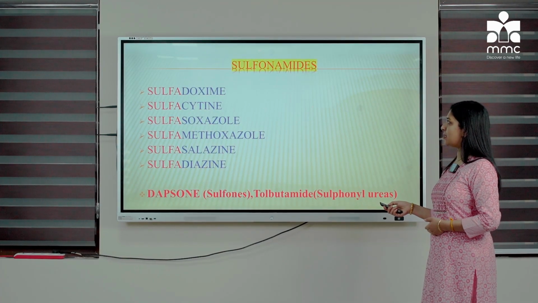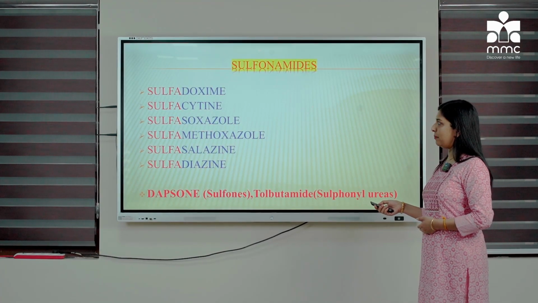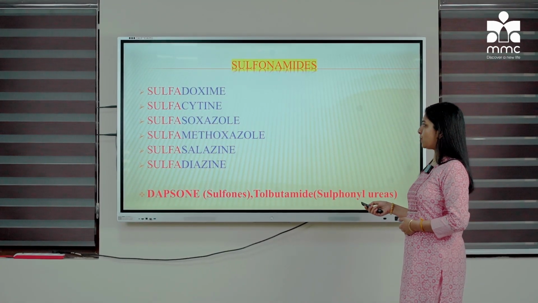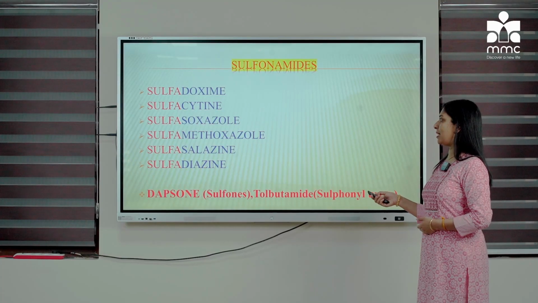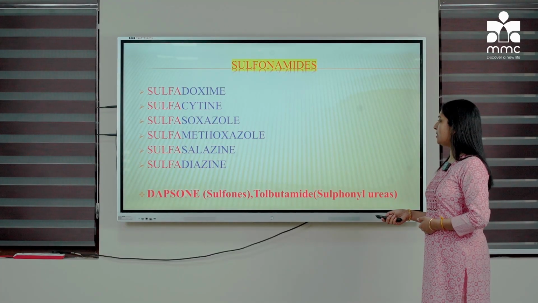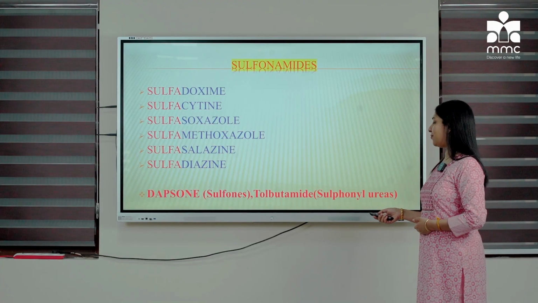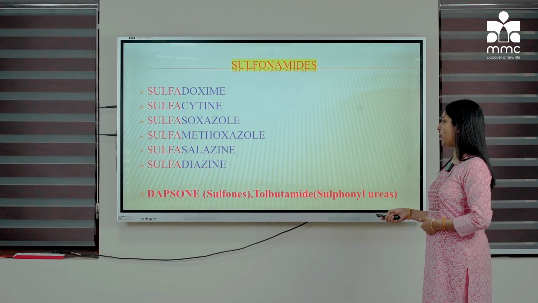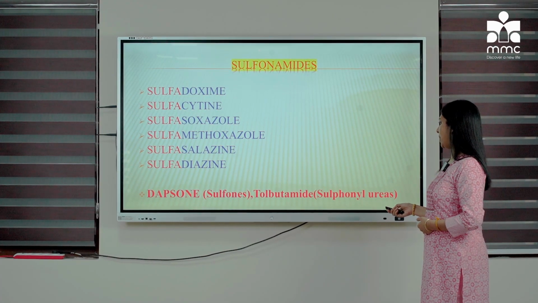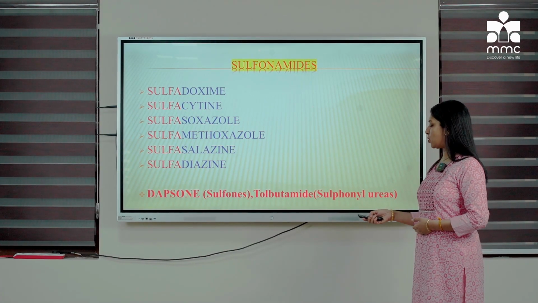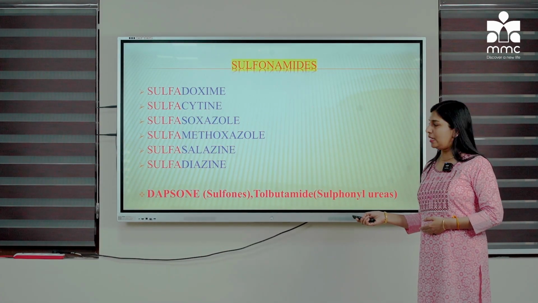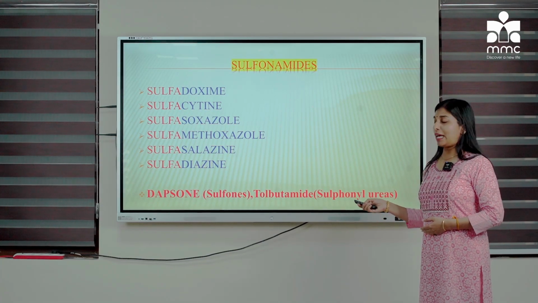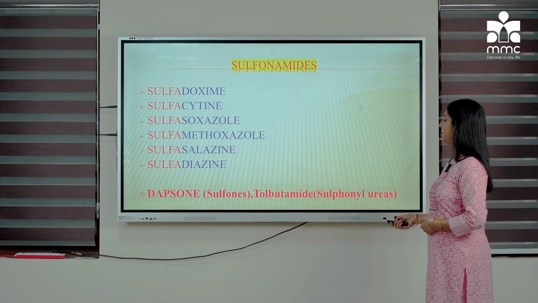These are the drugs: sulfadoxine, sulfacytine, sulfisoxazole, sulfamethoxazole, sulfasalazine and sulfadiazine. These are also known as sulfa group of drugs. Dapsone comes under the group of sulfones. Then tolbutamide is a sulfonylurea. Dapsone is used in the treatment of leprosy, and tolbutamide is used in the treatment of type 2 diabetes mellitus.